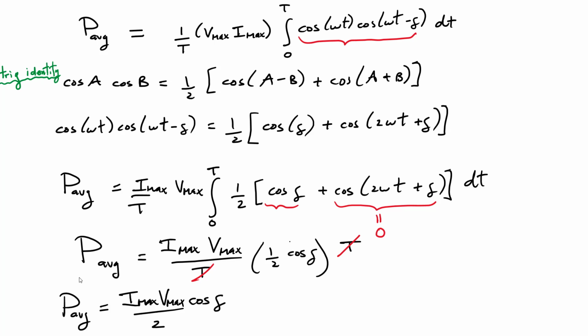So this is my final expression for the average power. It has a factor of 1/2 that comes in, Imax multiplied by Vmax, and multiplied by cosine of this angle delta. Let's box this equation up. This is an important equation right here.